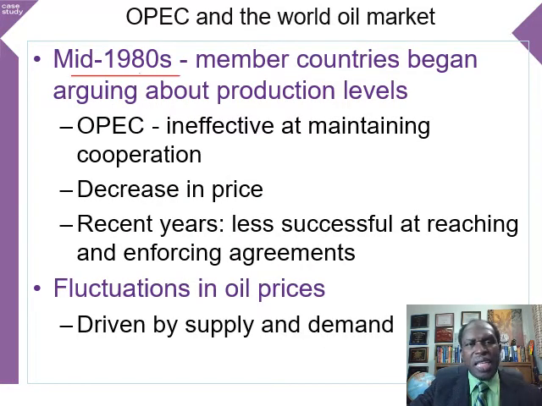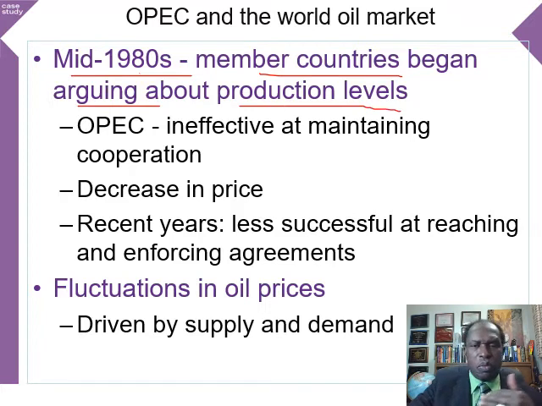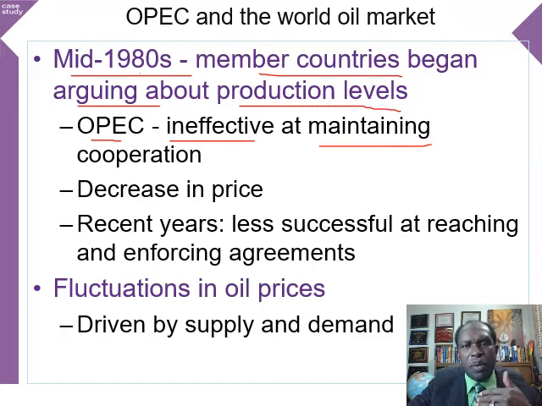By the mid 1980s, member countries began arguing about production levels. Some of them said, "No, the quota given to me was low. I want to get a bigger share of the market." So OPEC became ineffective at maintaining cooperation. This led to a decrease in the price because countries were increasing their quotas and increasing production.